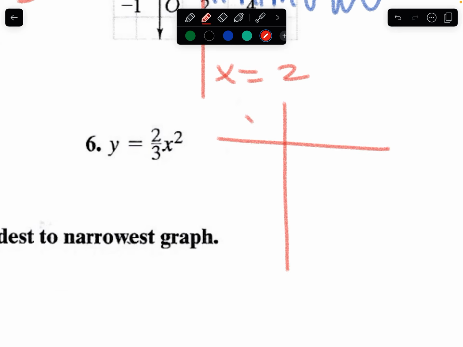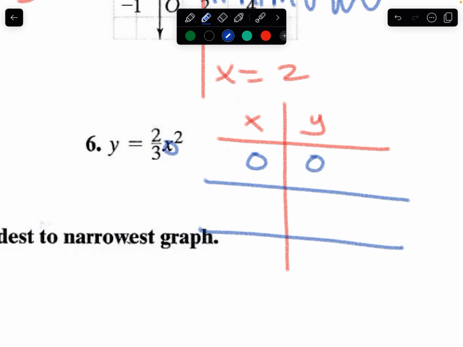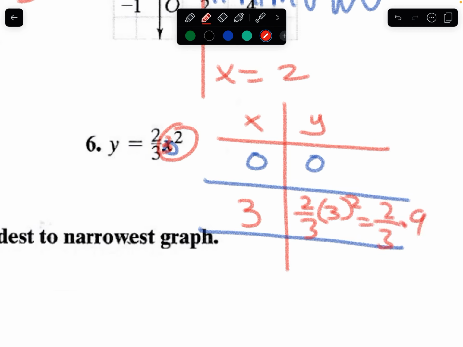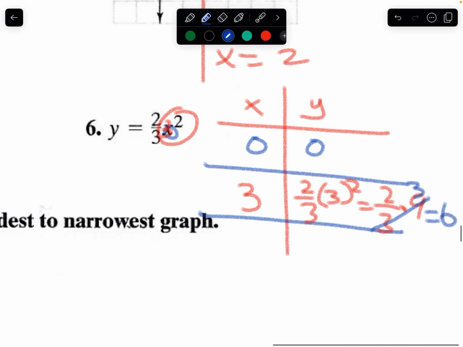Okay, number 6. Number 6, you've got x and y. If it's a fraction, well, it always starts with 0, right? Pick 0, the answer is 0. I would pick 3 here, because 3 squared is 9, and I pick 3 because it's 2 over 3 times 3 squared, which is 9. 2 over 3 times 9. I can cross cancel here and get 3 and get my answer of 6.